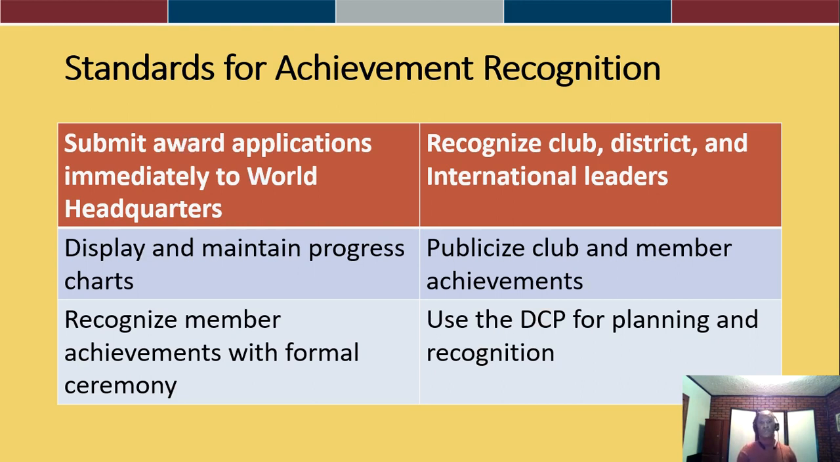Standard number 1 is to make sure that you're submitting those award applications immediately to World Headquarters. I would say right now, unlike ever before, it is so important that vice presidents of education are making sure they are getting applications in. You do not want to waste time in getting applications into the system, because if your members are working toward completing an educational award under the traditional system, they can lose out on those awards. Time is of the essence. Even if they're in Pathways, don't waste time in submitting that information.